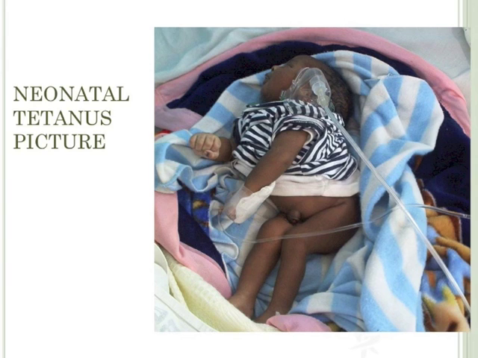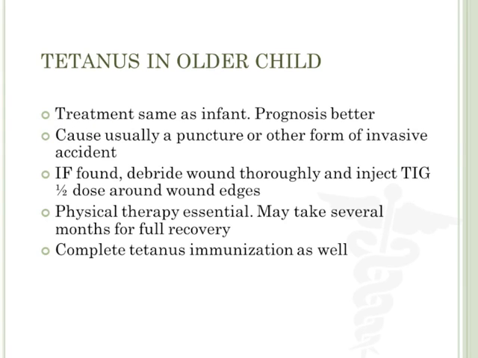This is a picture of what a baby with neonatal tetanus looks like. The only other thing I know that looks like this would be kernicterus, where you get the opisthotonus from high bilirubins, but we don't see that very much, and we do see a lot of tetanus, so this is more likely to be tetanus when you see it.